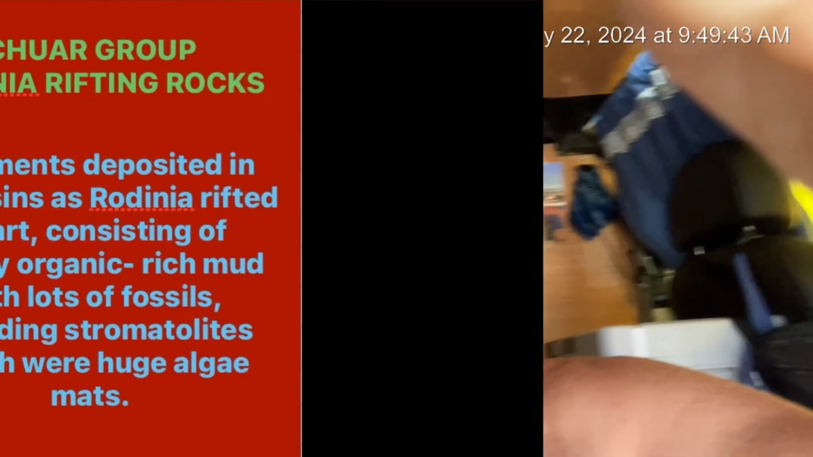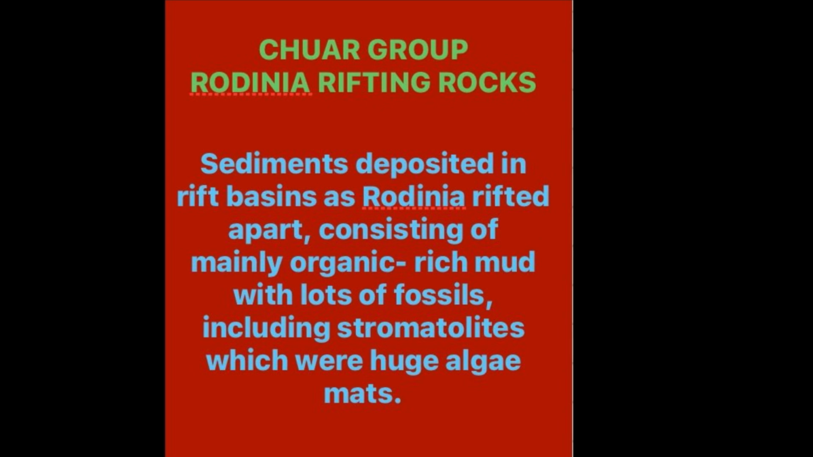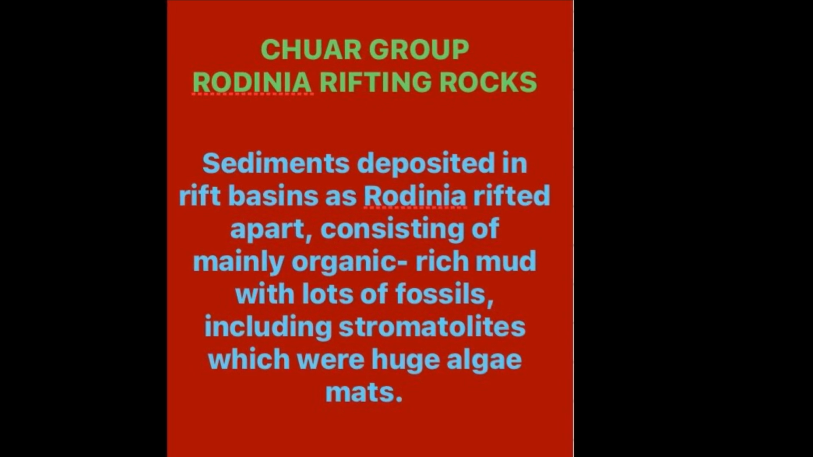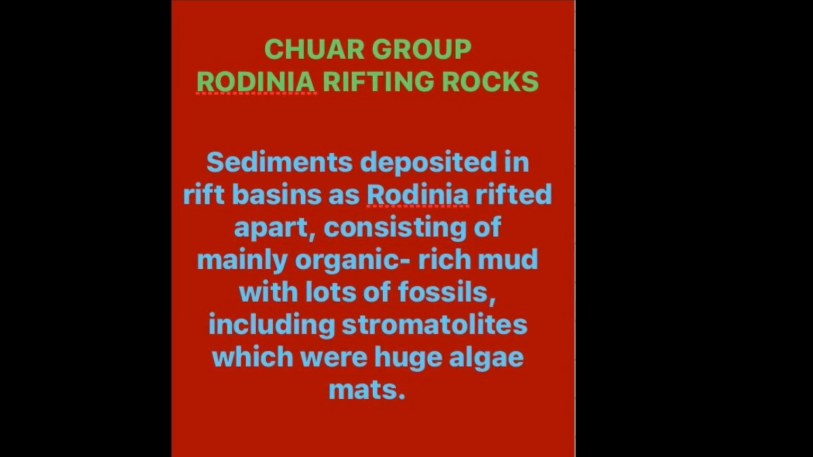Hey, rock buds, the Unkar group of the Grand Canyon supergroup rocks, which is on the bottom of that group, has metamorphic rocks in it like the quartzite. But the next group, the Chuar group that we're going to see, which is on top of the Unkar group, has only sedimentary rocks. The Chuar group shows us that Rodinia was rifting apart, and the sediments represented by the Chuar group rocks were deposited in Rodinia rift basins.